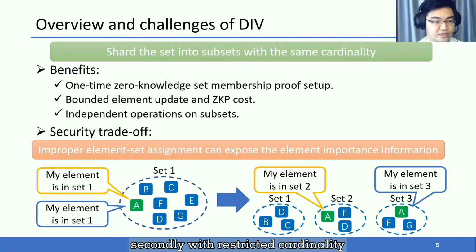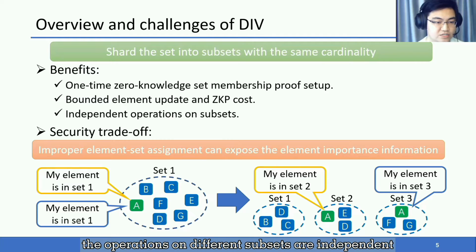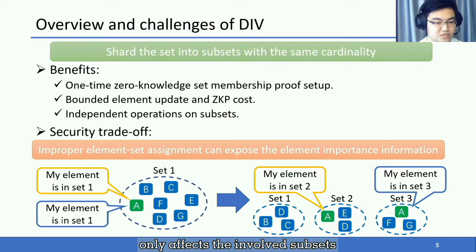Secondly, with restricted cardinality, the element update as well as the ZKP cost of each subset can be bounded and not affected by the number of all elements. Thirdly, the operations on different subsets are independent, thus the additional cost, such as on-chain finalization delay, only affects the involved subsets. Meanwhile, the ZKPs in different subsets can be computed in parallel.